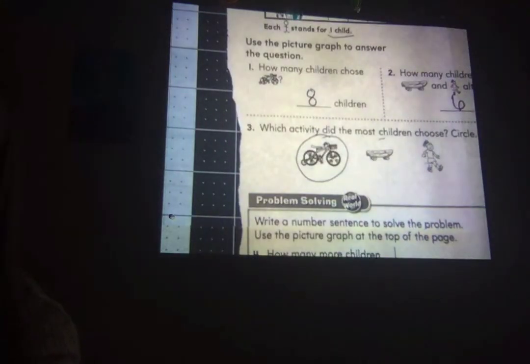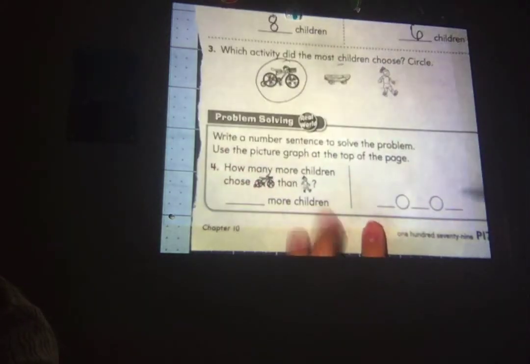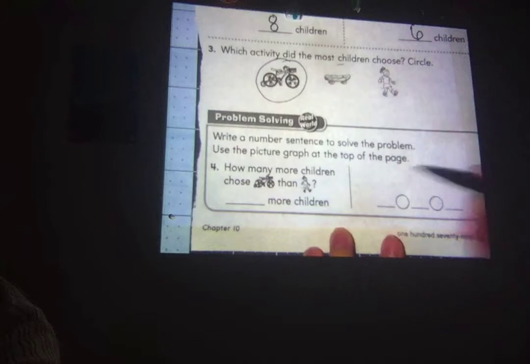Now your job is to write your answer. Blank more children chose biking than running. And it's also to write a number sentence to go with your answer. So what number sentence did you use to help you find out your answer? So that's going to be your homework on page 179.